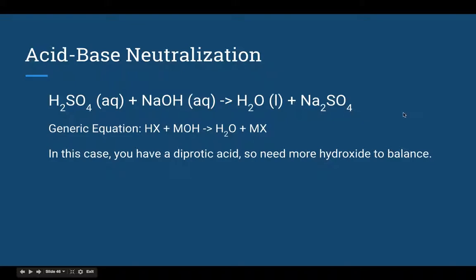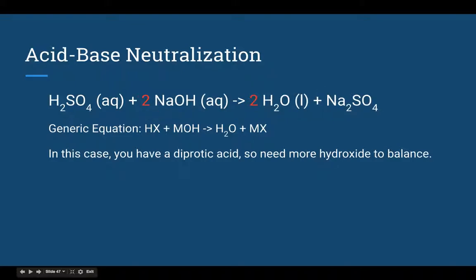So now that I've completed that, I need to put in my coefficients, right? I need to balance this equation. Since I have 2 sodiums here, I can see I'm going to need 2 sodiums over here. And like we said, since I have 2 acidic hydrogens, I'm going to need 2 hydroxides. So that works out, right? So 2 hydroxides here, and actually what that's going to lead to is needing 2 waters as well.